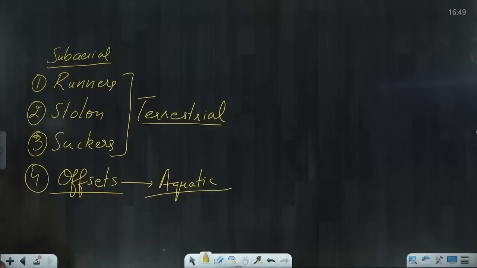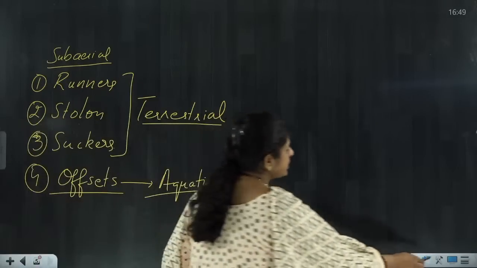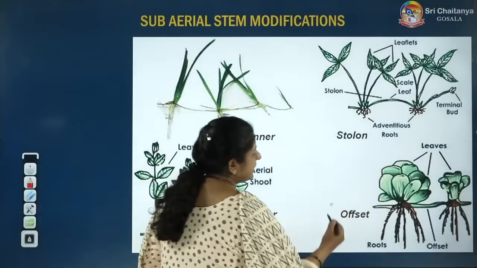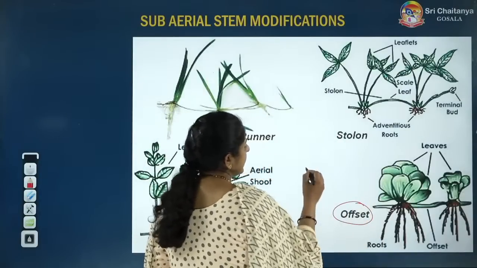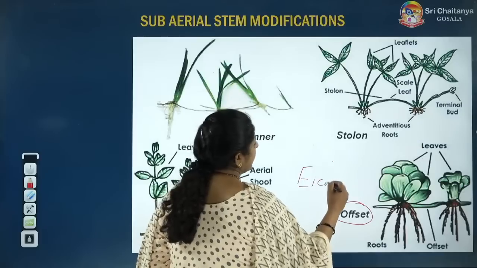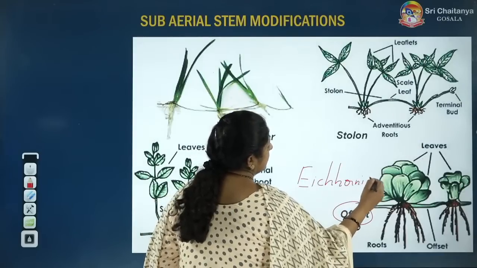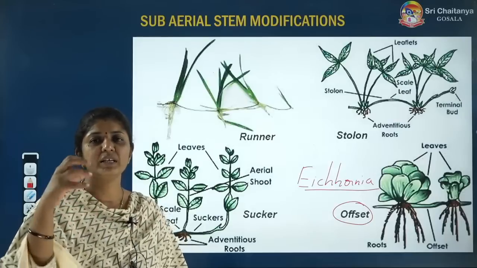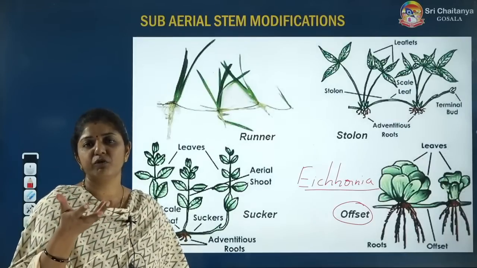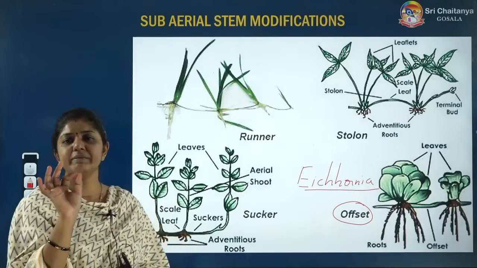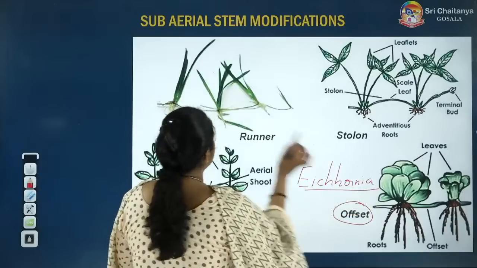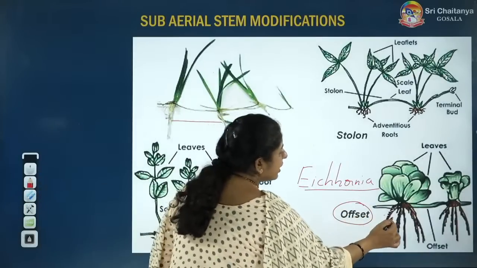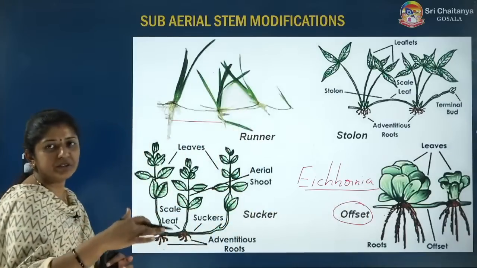Now, here what we have to discuss, this last part, offset, right? What is the example? Eichhornia, right? When you see stagnant water, some leaves are coming out from there, with a very beautiful shape. This is the same as runners, but runners are on terrestrial plants, while this is on aquatic plants, fine.